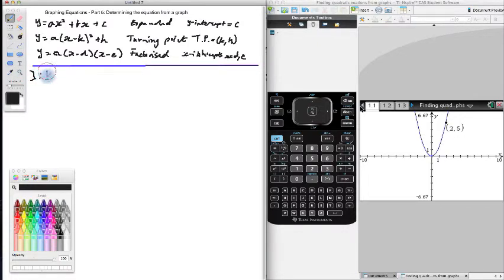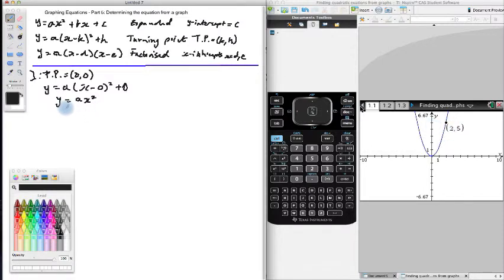We know that the turning point is at the origin, at (0, 0). So we're going to select turning point form by putting in our turning point of 0 and 0 into it. So we've got y equals a times (x minus 0) squared plus 0. Because these both are 0, this collapses just to y equals ax squared.